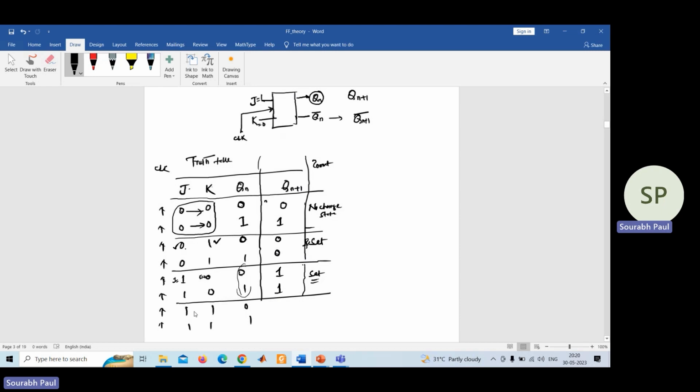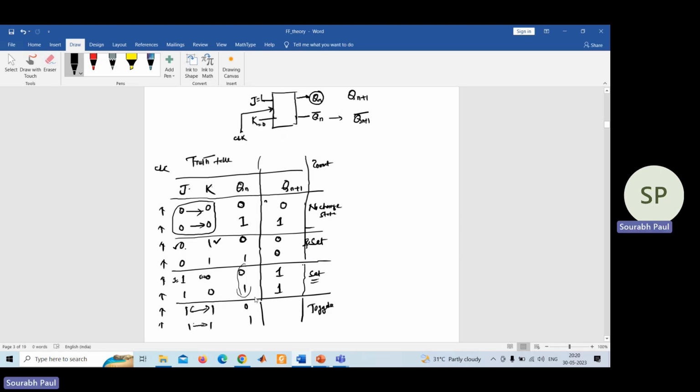Now come to the last combination, that is J equal to 1, K equal to 1. This particular thing is known as toggle. You can remember that in case of SR, this particular combination was not possible. Now this is possible in case of JK. You can apply J equal to 1, K equal to 1, and this state is known as toggle. What is toggle? If J equal to 1, K equal to 1, whatever the present output you are having, after applying the clock, the next output will be the inverse version of the present output.